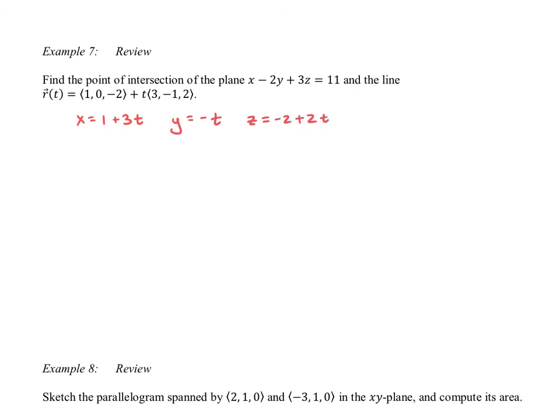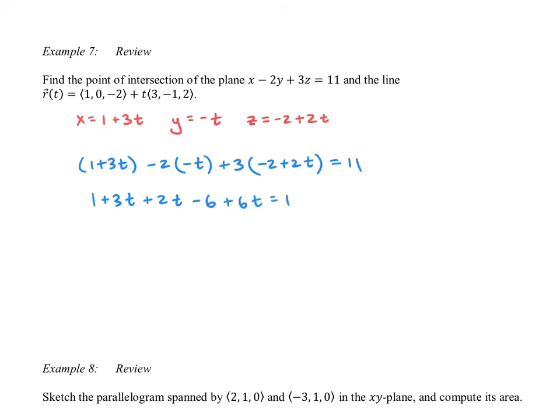And what I'll do is substitute each of those values into the equation for a plane. So for instance, I'm going to substitute in 1 plus 3t for x, minus 2 times I'm going to substitute negative t for y, and then plus 3 times, and I'm going to substitute negative 2 plus 2t for z, and it's all equal to 11. And so we'll just work on simplifying this really quickly. So we have all of our elements, and we can combine like terms and ultimately solve for t. So we get a total of, let's see, that's going to give us 11t, and if we move everything else over, we get 16. So t is equal to 16 over 11.